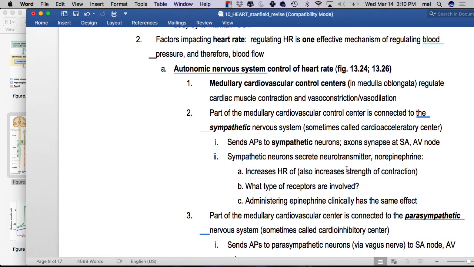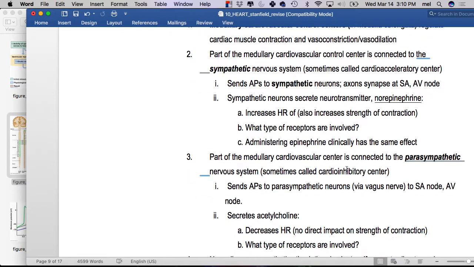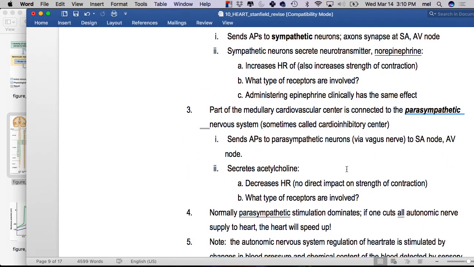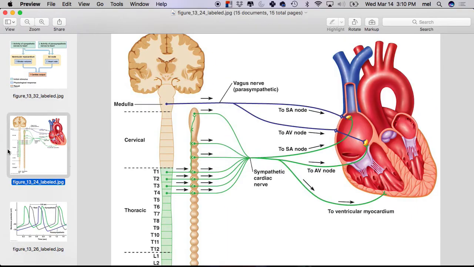All right, so part of the medullary cardiovascular control center is connected to the sympathetic nervous system. You guys already know this, but let's just make sure that you can go through it. It sends action potentials to sympathetic neurons. We remember where they go from here, right? The sympathetic neurons go up to the SA node, the AV node. That's how you control heart rate. But then we also just learned that they go to the myocardium to control stroke volume.